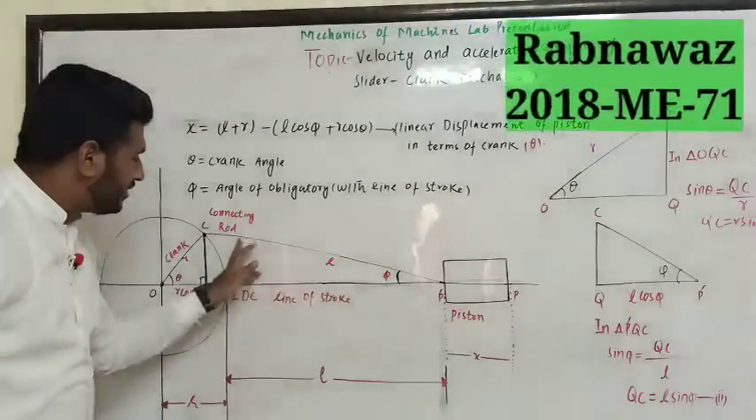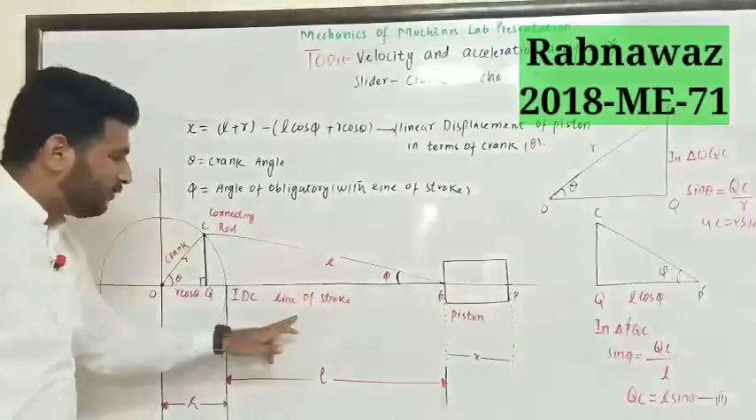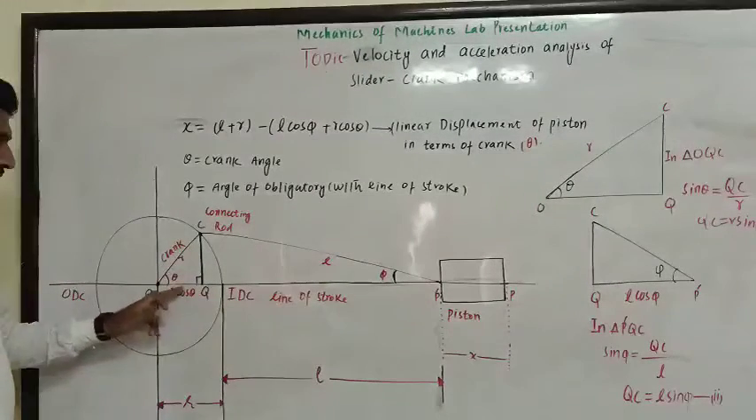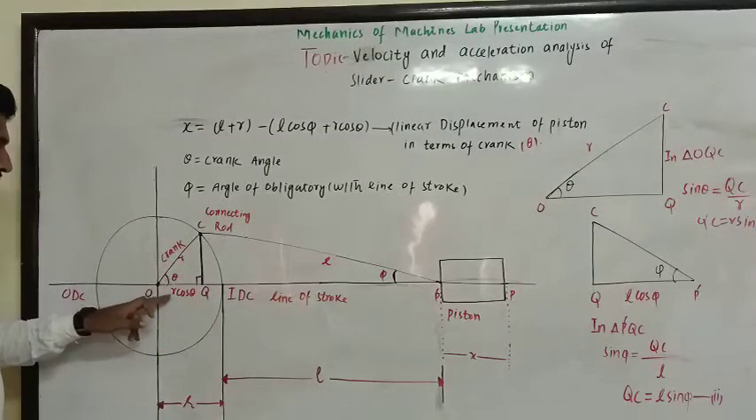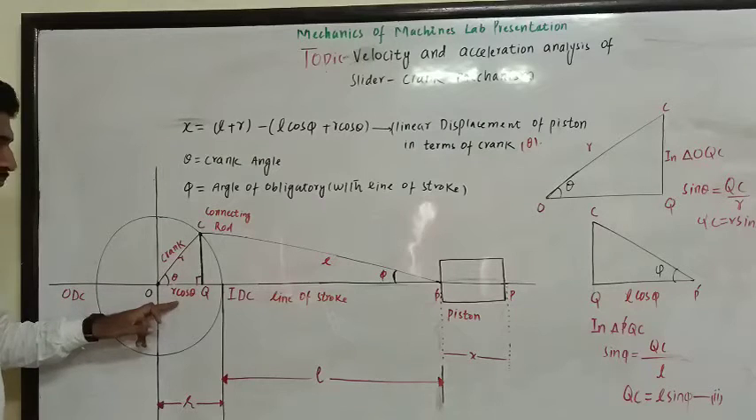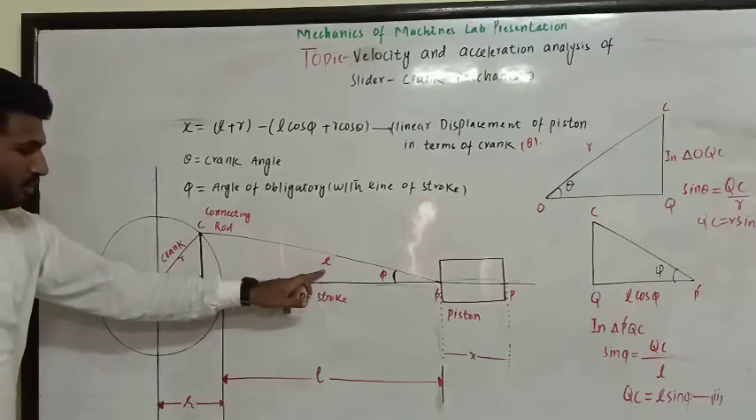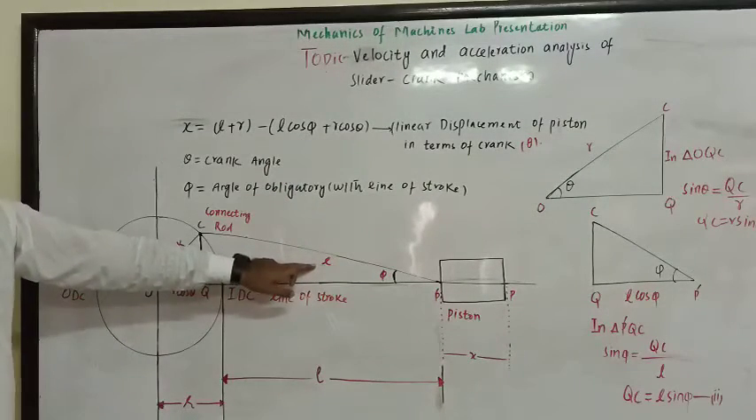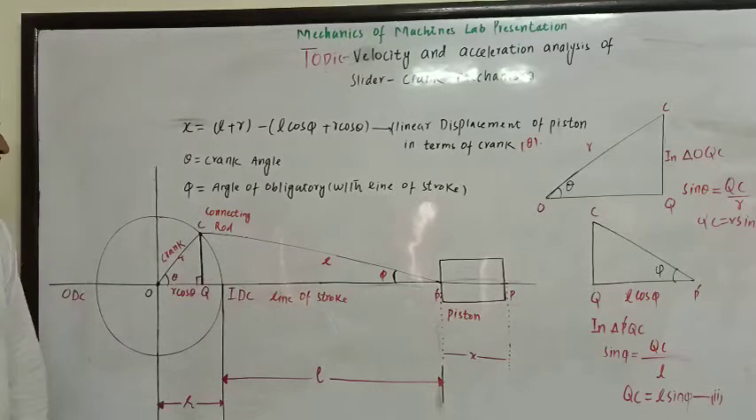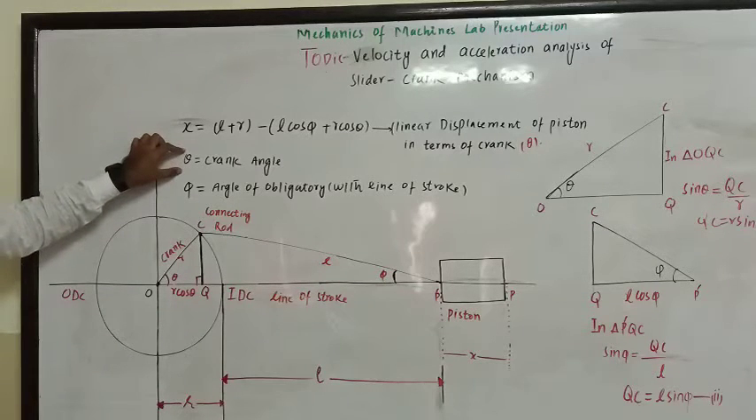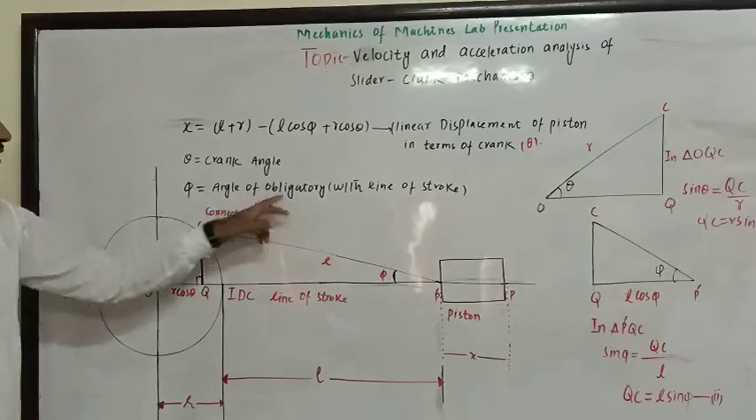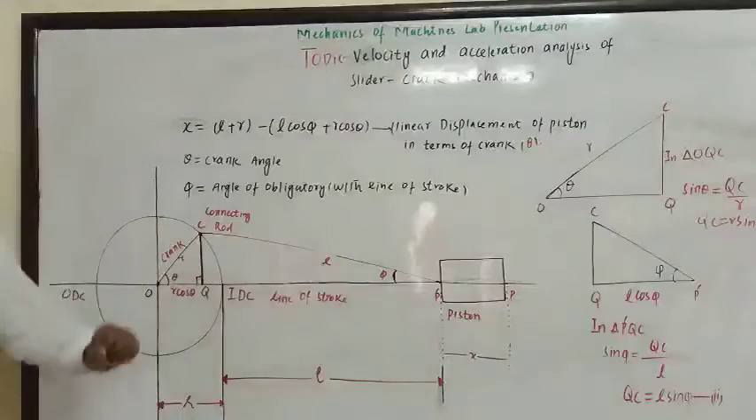Suppose the angle made by this connecting rod with the line of stroke is angle phi, and the angle made by this crank with the line of stroke is angle theta. If I resolve this into components, I get r cos theta here, and if I resolve this one, I get L cos phi, because the length of the connecting rod is L. So theta is the crank angle made by the crank with the line of stroke, and phi is the angle of obliquity of the connecting rod with the line of stroke.